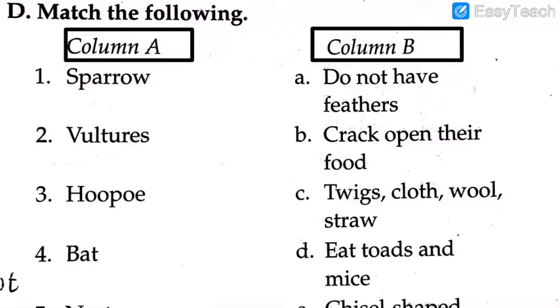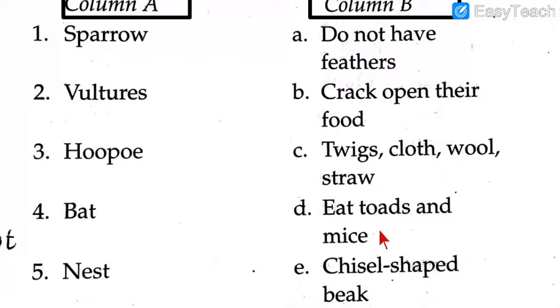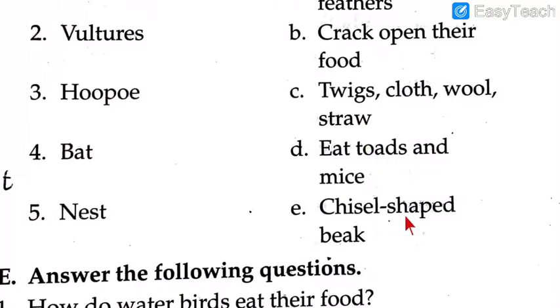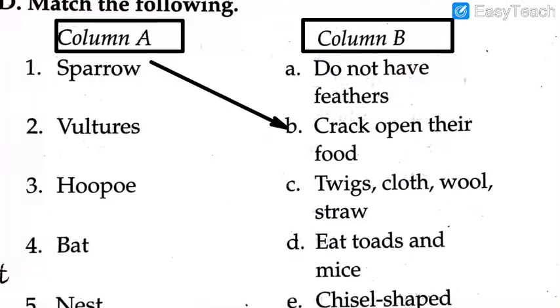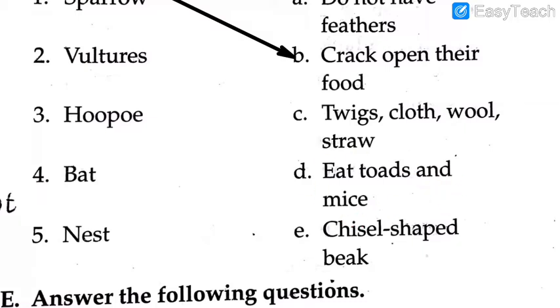Now first is sparrow. So which option will fit with sparrow? Do not have feathers, crack open their food, twigs, clothes, wool, straw, eat toads and mice, or chisel shaped beak. So obviously with sparrow the correct answer is option B, crack open their food. They have a short and strong beak with the help of which they can crack open their food. Number 2, vultures. Yes, this is the correct answer because vultures eat prey. So option D is correct for number 2. Vultures eat toads and mice.